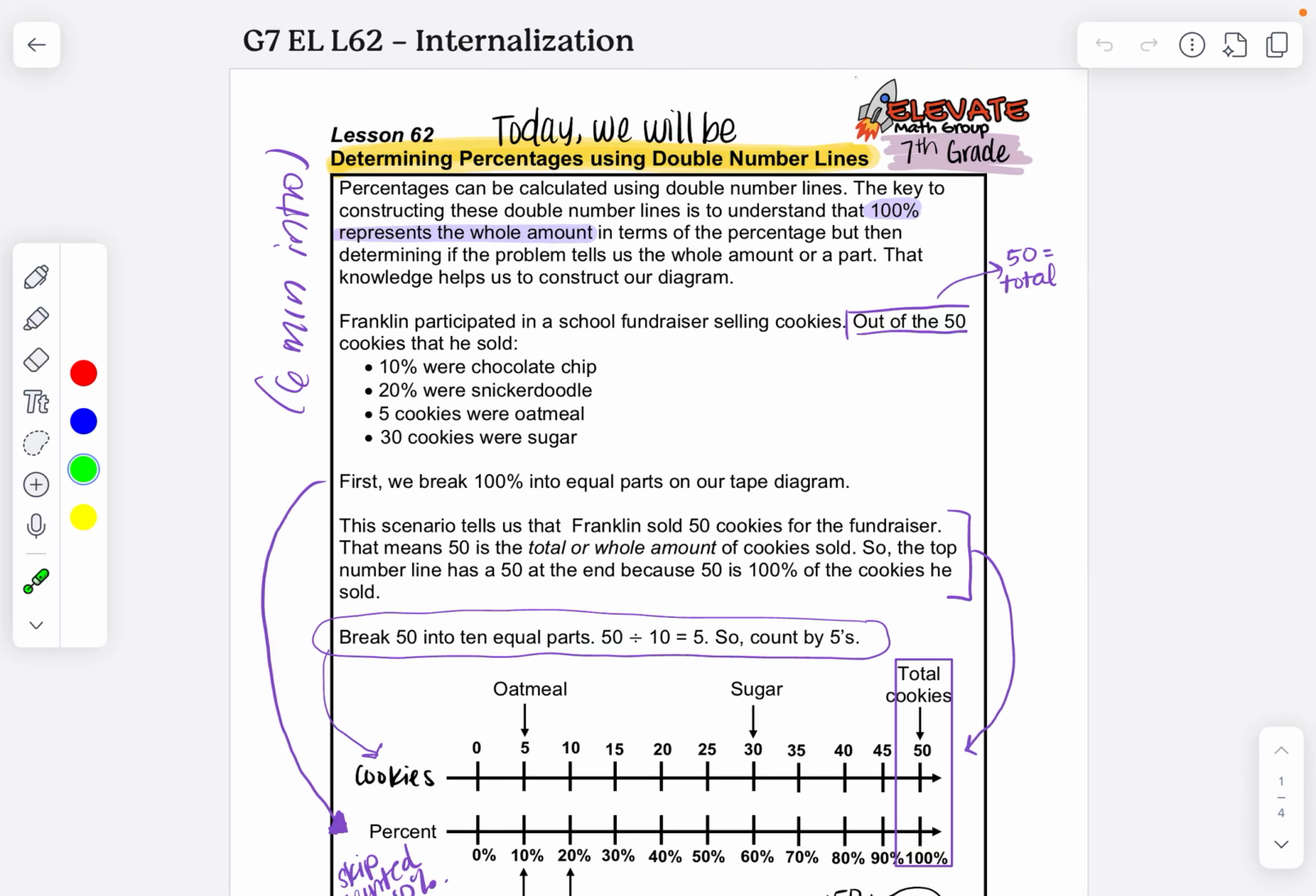Hi everyone, this is 7th grade Elevate lesson 62. Today we are determining percentages using double number lines.